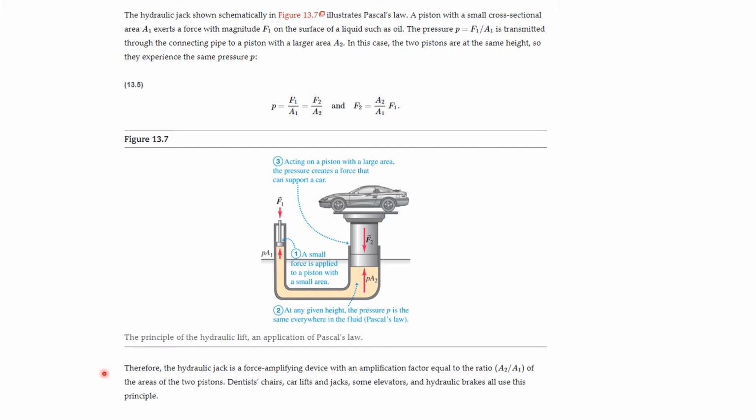This is called a hydraulic jack. The hydraulic jack is a force amplifying device with an amplification factor equal to the ratio A2 to A1. So you see, if A2 is much bigger than A1, you can lift a heavier car using this. Dentist chairs, chair lifts and jacks, some elevators, and hydraulic brakes in your car all use the same principle.